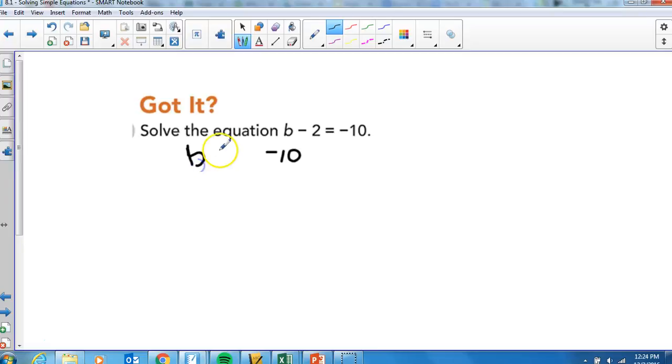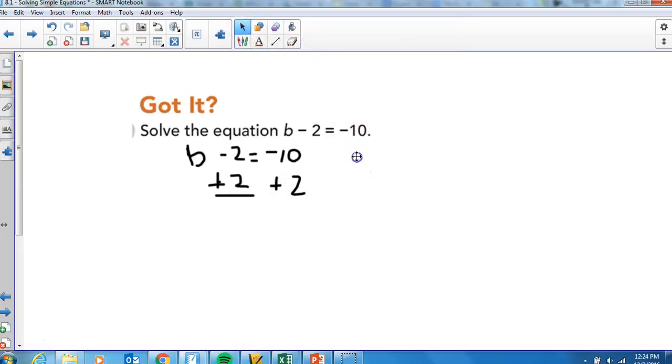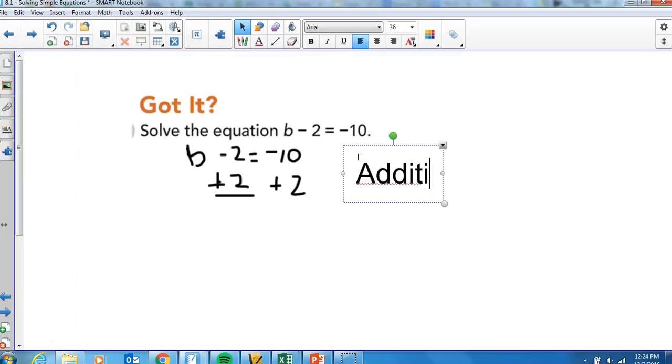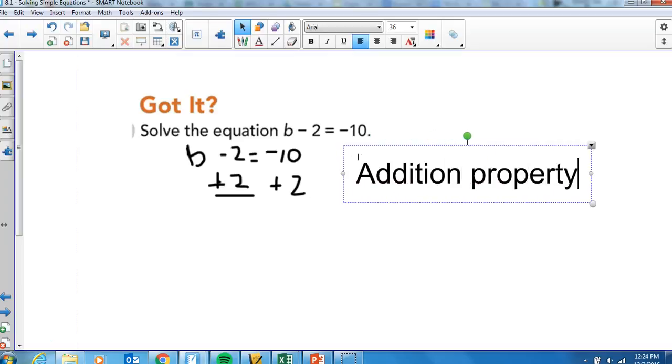We've got b minus 2 equals negative 10. So we have a -2. That's subtraction, so we want to do the opposite. What's the opposite of subtraction? It's addition. So what I'm going to do is add 2 to both sides. If I add 2 to this side, I also have to add 2 to the other side. So what I just did is I applied the addition property.